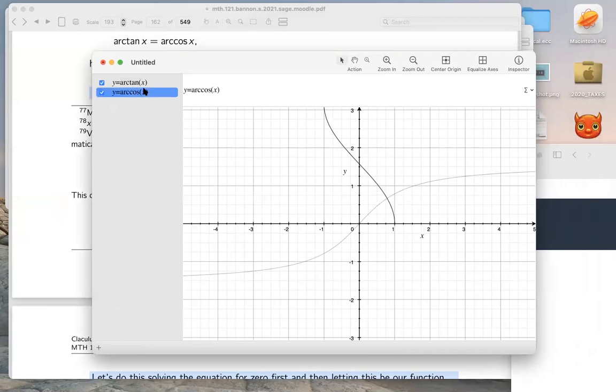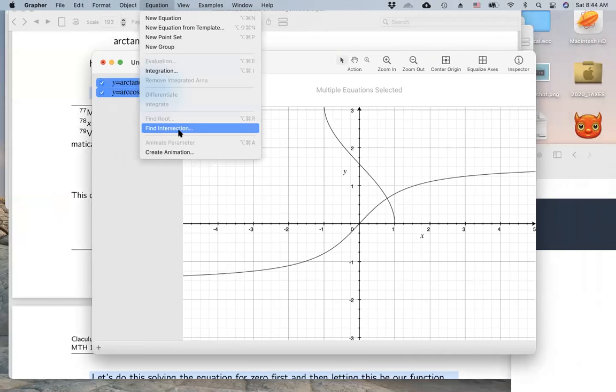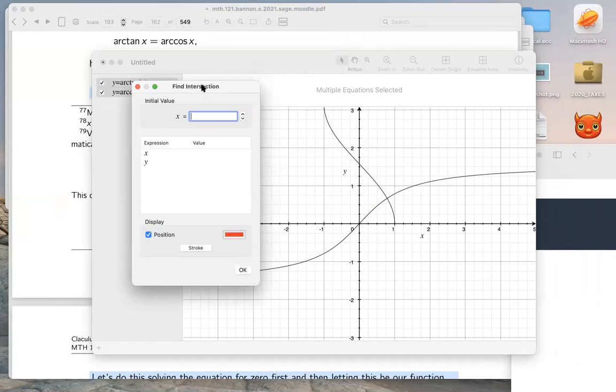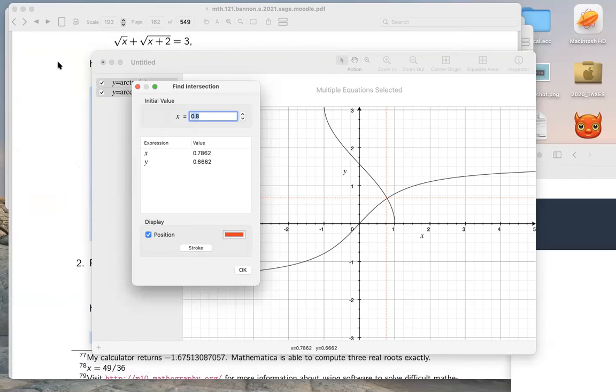Let me just select both of those curves. And I'm going to do the point of intersection now. Let me see if I can do that. Find intersection. And I'm going to say, looking at the picture, they want me to give an approximate to it. I'm going to say it looks about 0.8 to me. And what do I get? It gives me like a crosshair, and it's saying the value of that for the X would be 0.7862, 0.6662 for the Y. All right. So let me do the other one. I'm going to point out this is a visualization process that you've done in math 119.